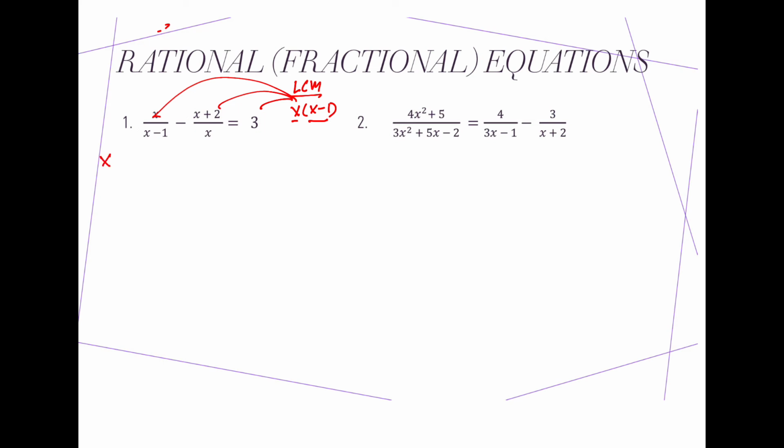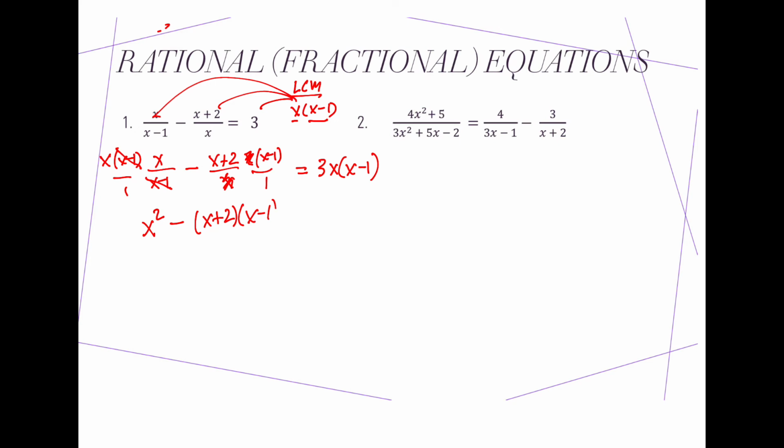So I have x times x plus 1 times x over x minus 1. And then we have x plus 2 over x multiplied by x times x minus 1 over 1. These are both over 1. And then here we have 3 times x minus 1. Cross out what we can. So here, the x minus 1 cancels. I'm left with x times x, which is x squared. Here, the x cancels, and I'm left with x plus 2, x minus 1.